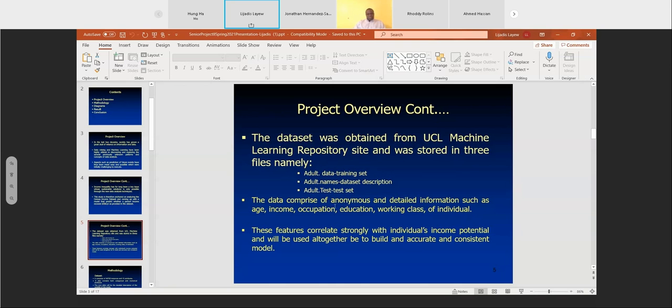The data comprises anonymous and detailed information such as age, income, occupation, education, and working class of individuals. These features correlate strongly with individual income and will be used altogether to build an accurate and consistent model.